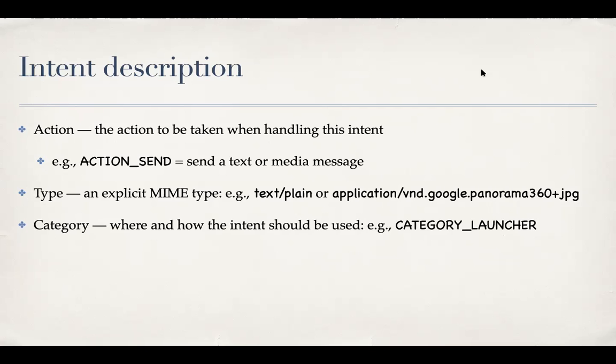So category describes where and how the intent should be used. In fact, we have seen an example of intent filters with an action and a category. If you remember in our manifest file, the main activity in the greetings app or the wallet activity in the current dice games app has action main and category launcher. So that's where it's specifying where and how it should be used. So category launcher, as we have seen, makes sure the icon of the activity is put on the launcher of the device, and clicking that opens it up.